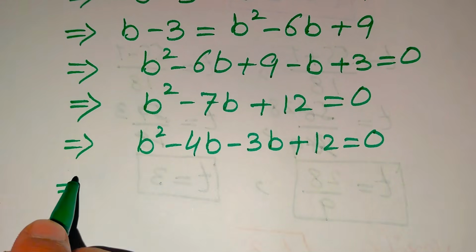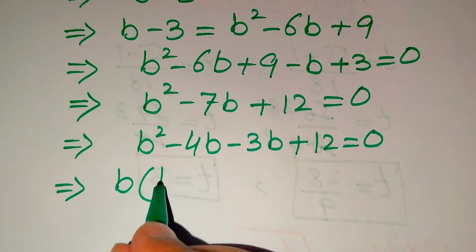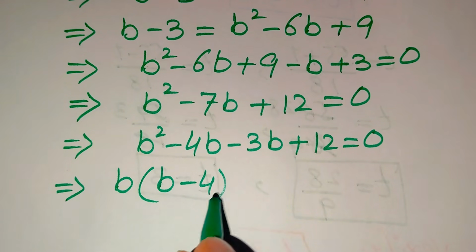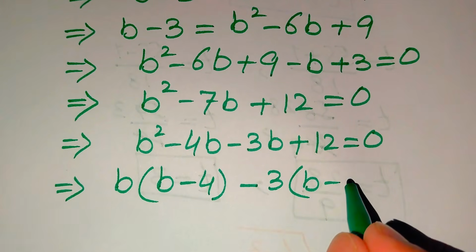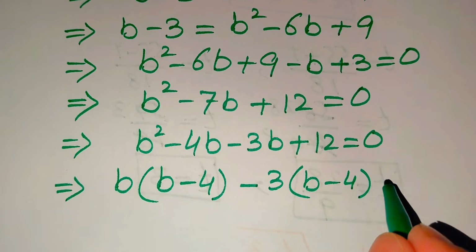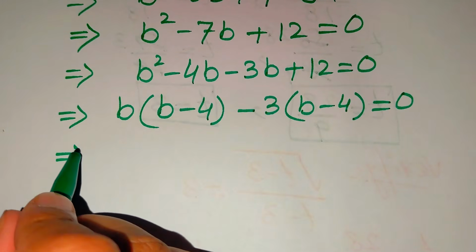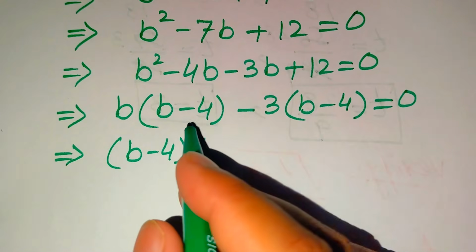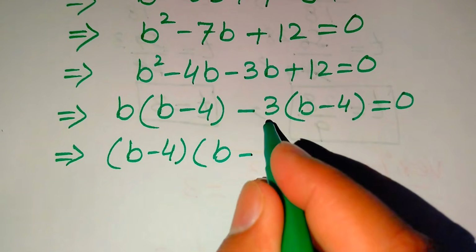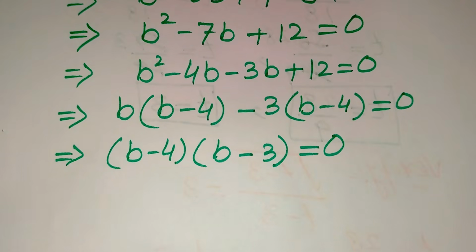Now you see that from the first two terms we have b as the common value. When we take b common, the remaining term is b minus 4, and from the other two terms we take minus 3 common, and the remaining term is b minus 4, and this whole equation equals 0. Now we take the common factor b minus 4, and from here we get b minus 4 times b minus 3, and this whole equation equals 0.